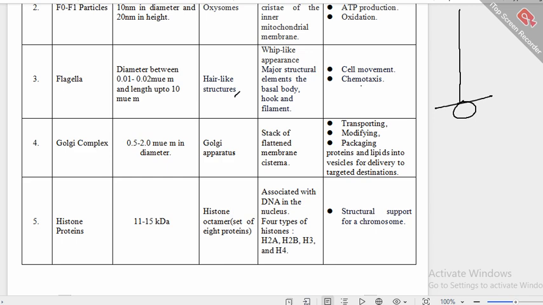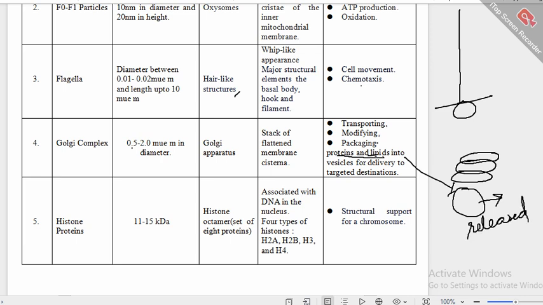Next is the Golgi complex, or Golgi apparatus. The diameter of the Golgi apparatus is 0.5 to 2 μm, and it consists of stacks of flattened membrane cisternae, arranged one above the other, which help in transporting, modifying and packaging of proteins and lipids into vesicles for delivery to target destinations. These proteins and lipids are packed into vesicles by the Golgi complex and delivered to target destinations. Upon reaching there, they get released and start showing their functions.